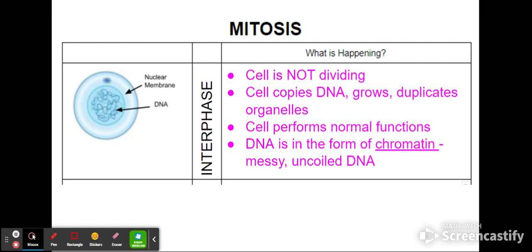What I like to think of is that the chromatin, if you take a ball of yarn and you unwind it all and you put it in a pile, that's what chromatin looks like. It's just a messy bunch of yarn. If I wind that yarn up all nice and neat in a ball or in a skein, then it's like a chromosome. Chromosomes are just DNA that's all nicely wound up.